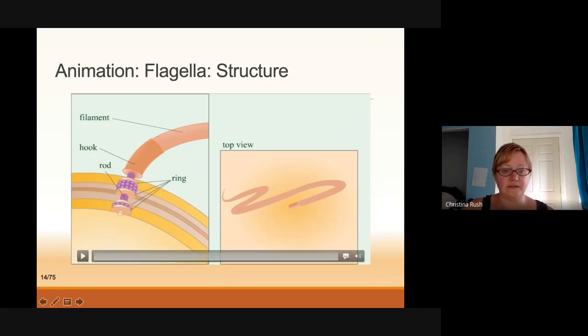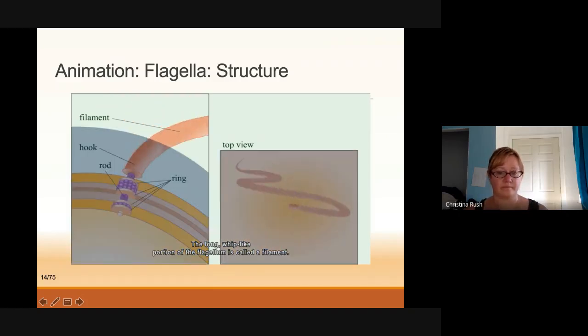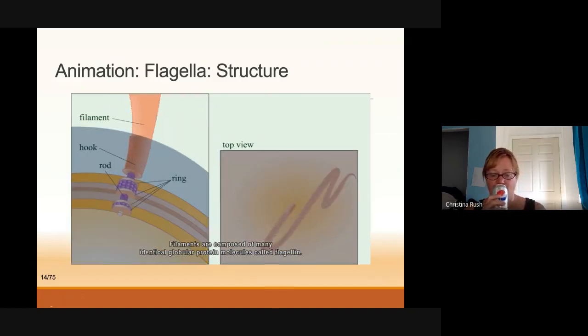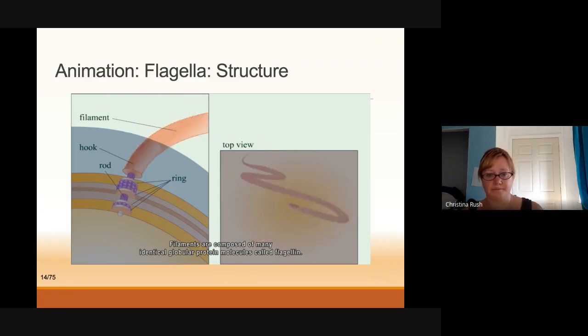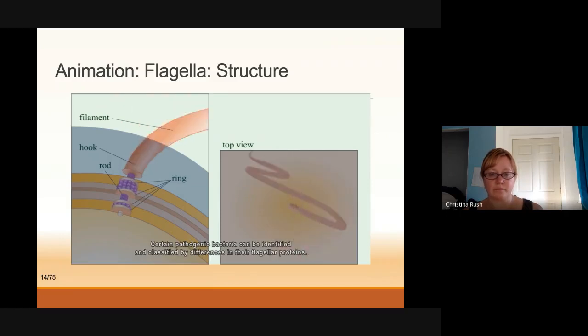And here is an animation for you to watch. The long whip-like portion of the flagellum is called the filament. Filaments are composed of many identical globular protein molecules called flagellin. Molecules of flagellin form helical chains around a hollow core. Certain pathogenic bacteria can be identified and classified by differences in their flagellar proteins.